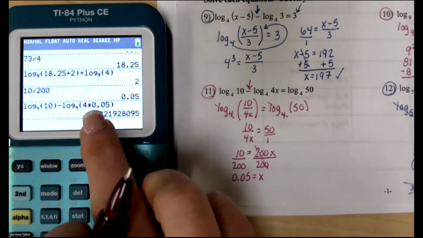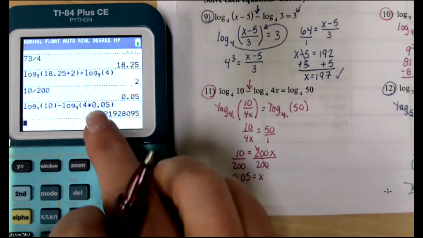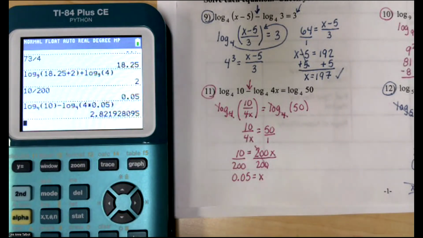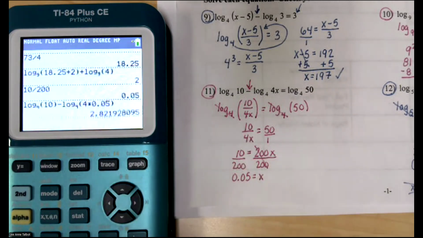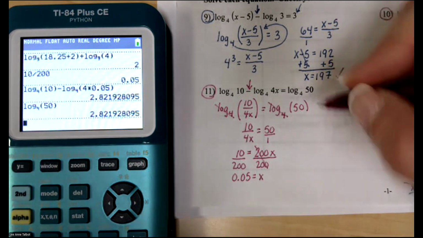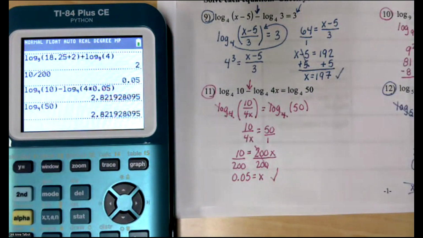Okay, so notice how I put 4 times x and I put the 0.05 there. Okay, and now I'm going to check to make sure that's the same thing as log base 4 of 50. And it is. Check.